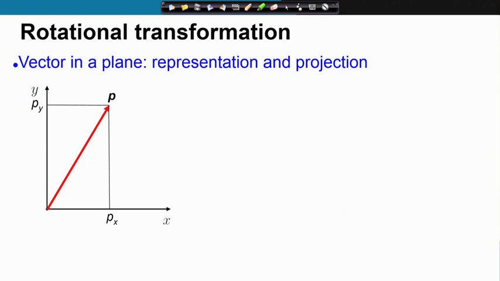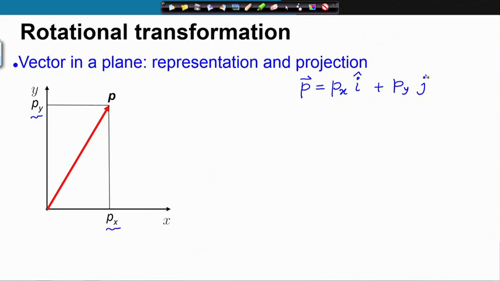So, we will start with discussing the rotational transformation. Let us consider a vector in the plane as I have shown you here. So, p is a vector in the plane with coordinates p x and p y. Normally we tend to represent this vector p as p x i cap plus p y j cap.